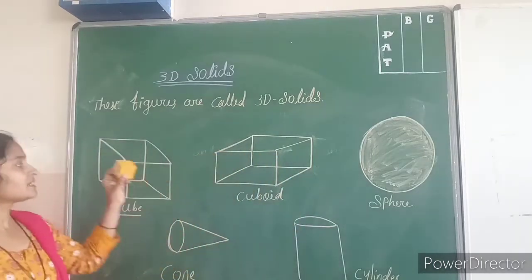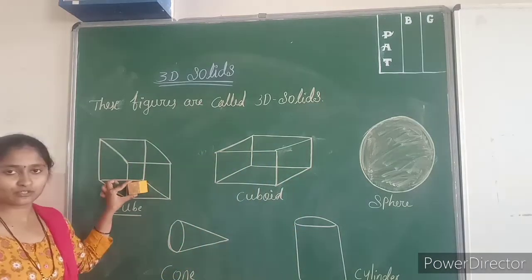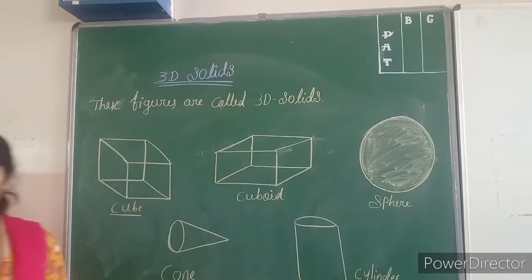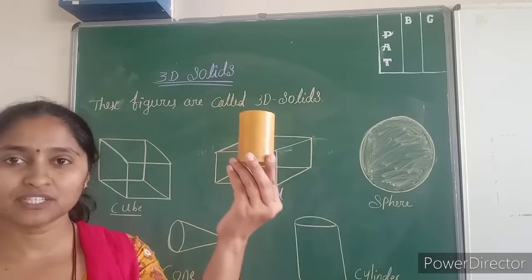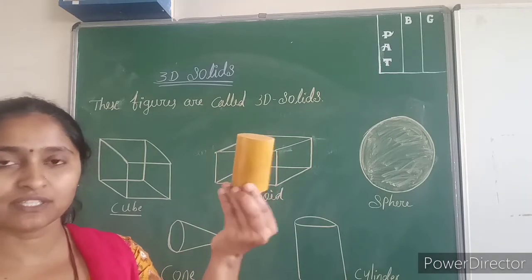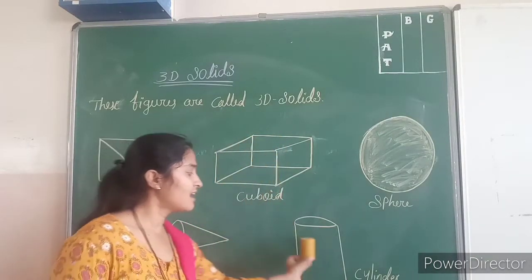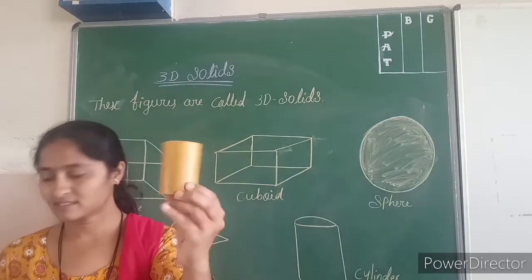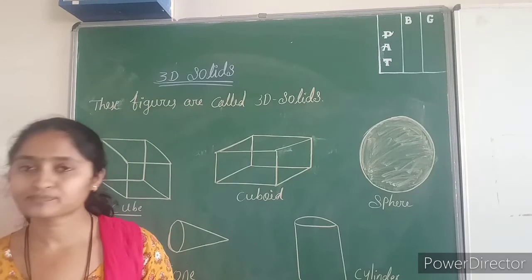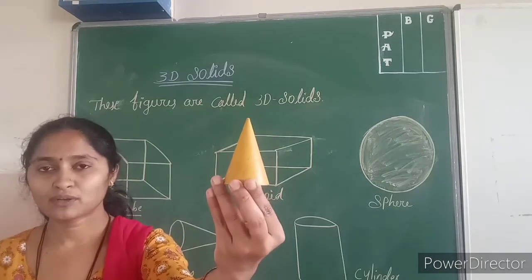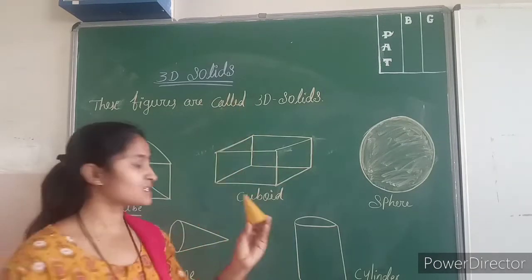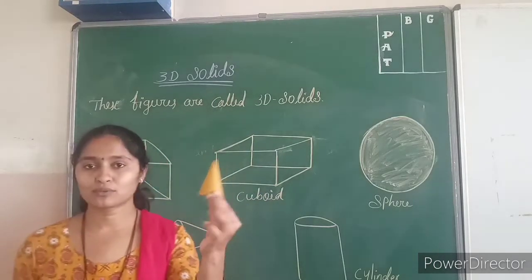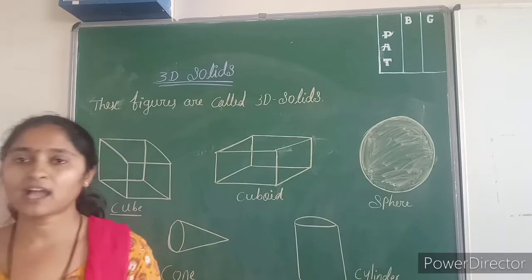Very good. This is a cube. Which solid figure is it? It's a cube. And again here I have, what is this shape? Which 3D solid is it? It's a cylinder. Then here we have, which 3D solid? Very good. This is cone. And one more we have.